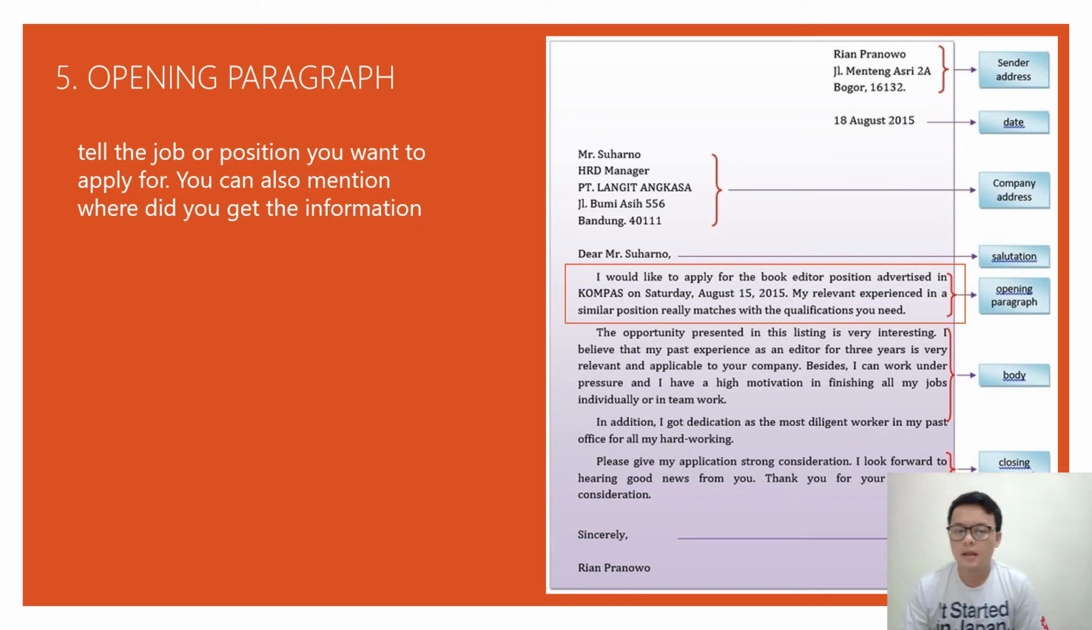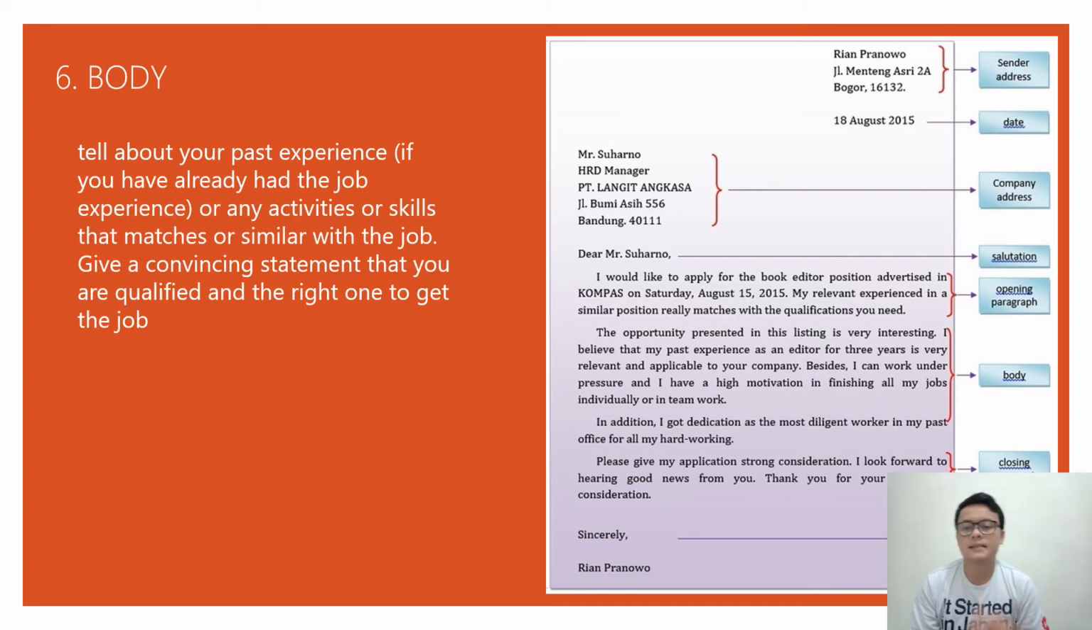Okay. So that is an opening paragraph. Opening paragraph consists of two things. Number one, what position that you want to apply for, and then number two, where did you get the information, right? Next, the body. The body of this job application is very important because this is going to be a big consideration of the company whether they want to accept you to be part of their company or not, right?